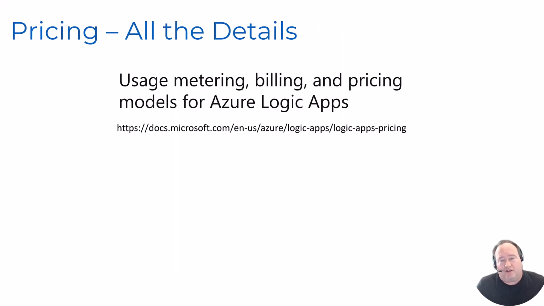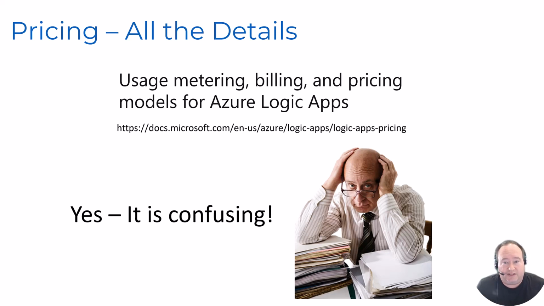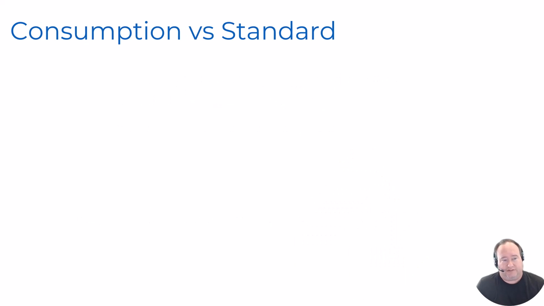In addition to talking about standard versus consumption, we also need to talk about the pricing details between the two, because the pricing is going to matter in terms of which direction you might lean towards in building your Logic Apps. For all pricing details, of course, always check the Microsoft documentation because pricing can change over time. Yes, it can be confusing, but I'm going to try to break it down and make it a little more understandable. So let's get started diving into consumption versus standard.